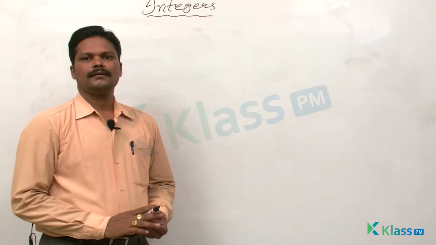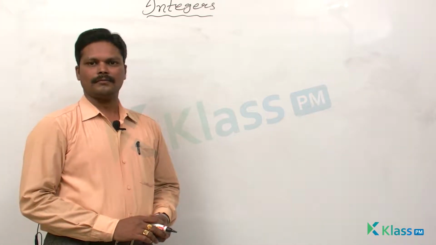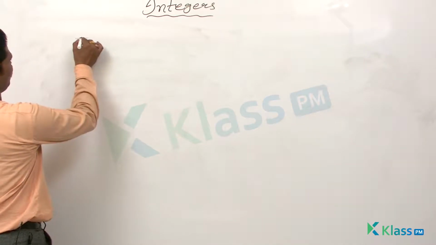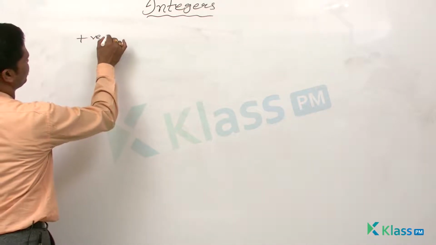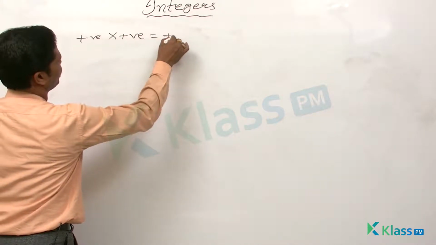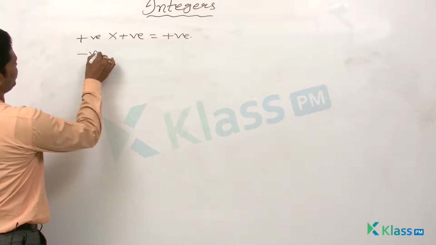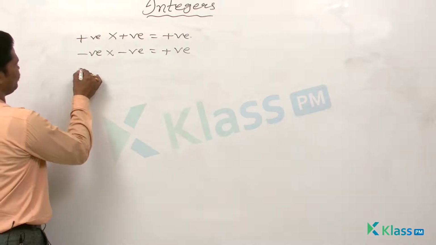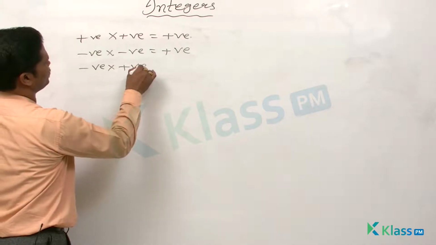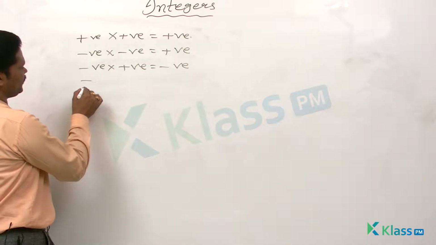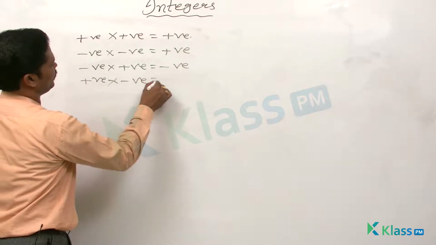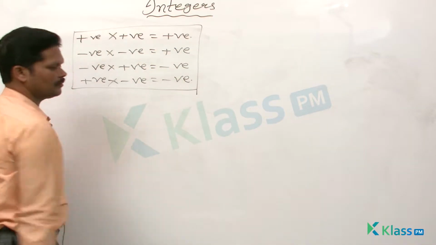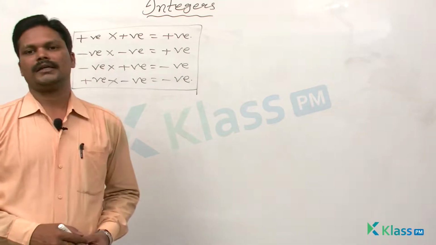When we apply basic operations, we should keep in mind how to apply them. We have a rule: when we take a positive number into a positive number, we get a positive number. If we take a negative number into a negative number, again we get a positive number. If we take one negative and one positive, we get a negative value. If we take a positive value into a negative value, again we get a negative value. These are the 4 basic conditions. If we keep them in our brain, we can do all calculations of integers.